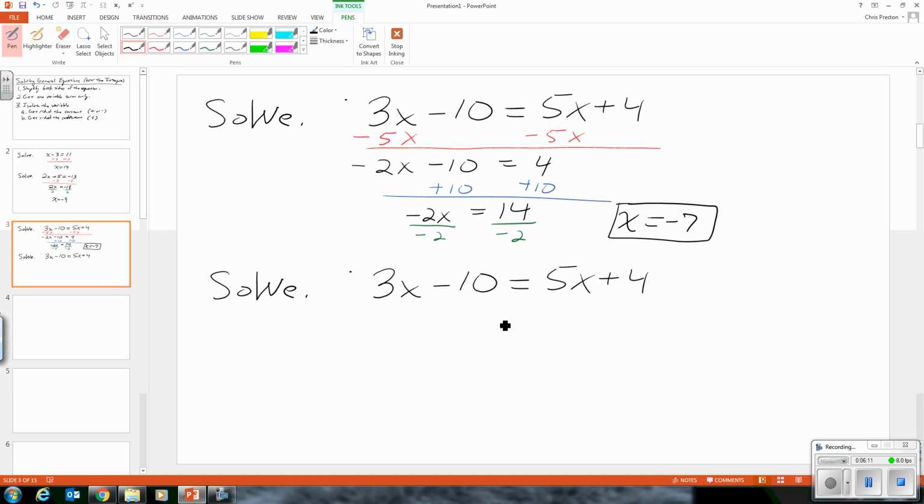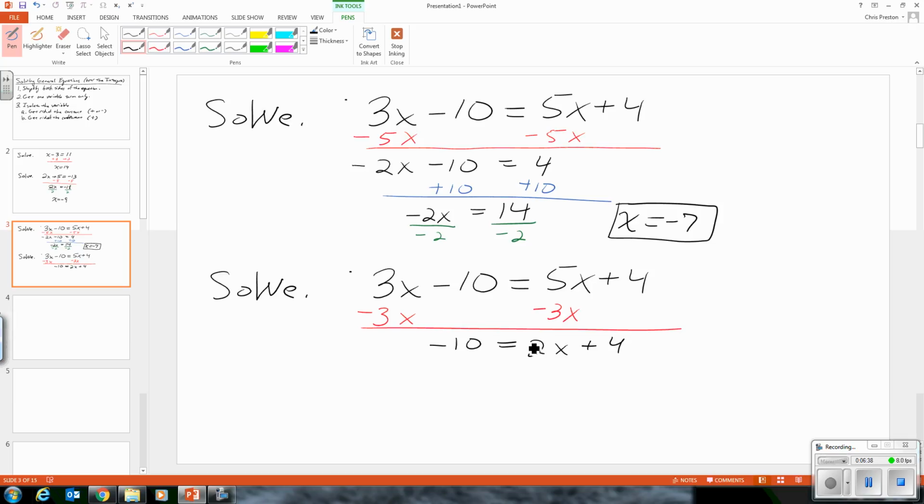So I'm going to do this problem again, but instead of getting rid of the 5x on the right, I'm going to start off by getting rid of the 3x on the left. Other than that, we're going to see how that changes the problem. So I'm going to get rid of this 3x over here. Remember, we only want one x term, so that's going to cancel it out. And it's going to leave me negative 10 equals 5 minus 3, 2x plus 4.